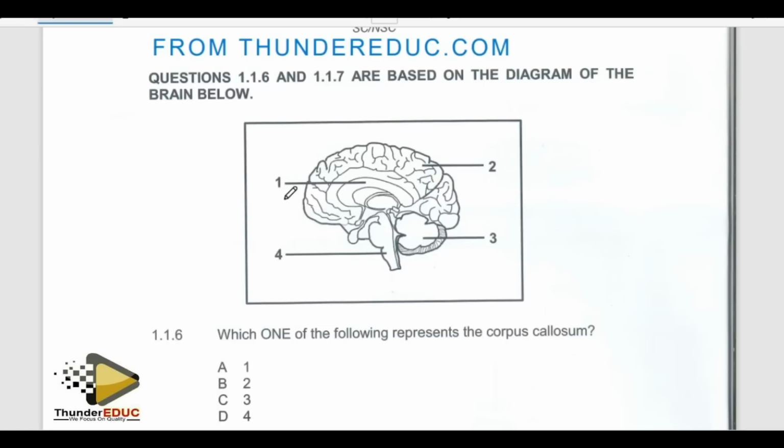All right, number 1. What is number 1? Number 1 is corpus callosum. Number 2 is cerebrum. Number 3 is cerebellum. Number 4 is the medulla oblongata. Don't forget that. I always tell my students that this first swelling is not medulla oblongata. It's called a pons, but you don't usually ask it. The second swelling is called a medulla oblongata. You must always know the functions of each.